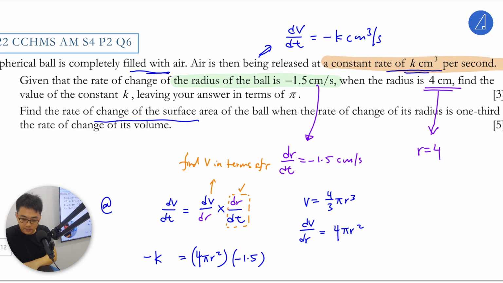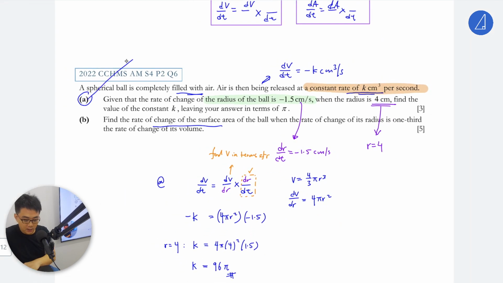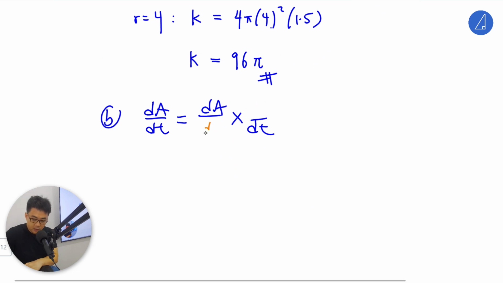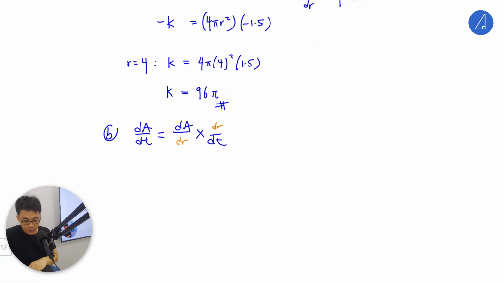So the radius r equals 4 only happens for part A. Very likely for part B, there's a new r, understand? So your orientation is super important. Now, if you know that you need to put this as dr/dt, you're on the right track. So you probably will get one to two marks from here. So dr/dt, not an issue.